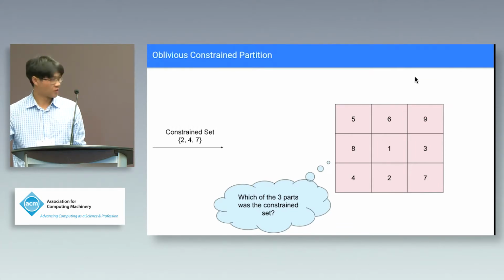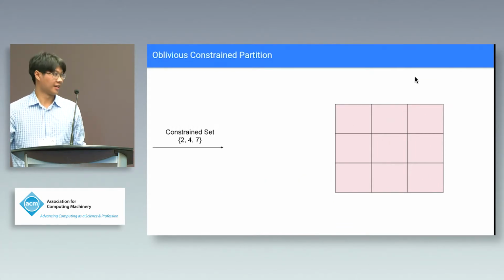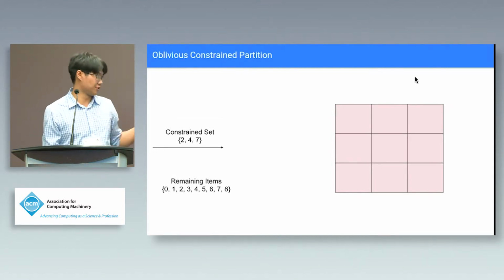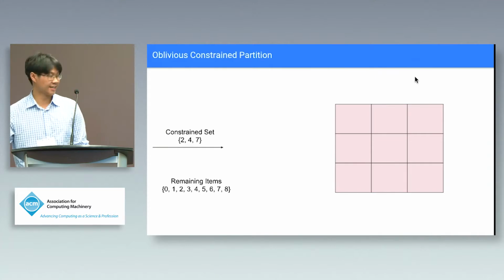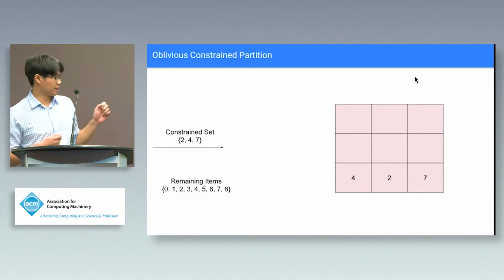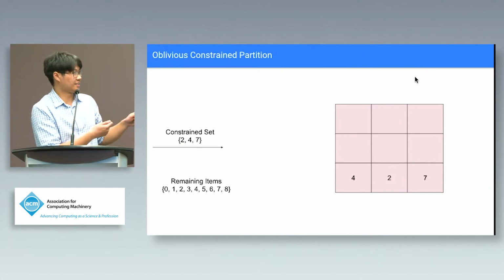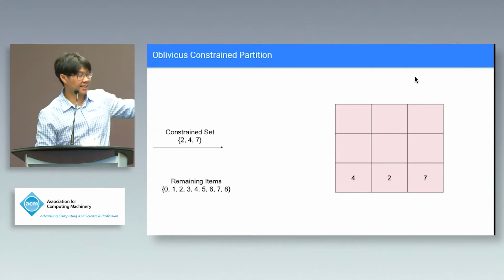All right, so how do we do this? Like I described, we initialize the set of all remaining items, which is the original database of 9 items. We permute the constraint set in some random order and place it into a random row of the matrix. Now the goal is to place the rest of the items into the matrix in a random order without violating this constrained row.